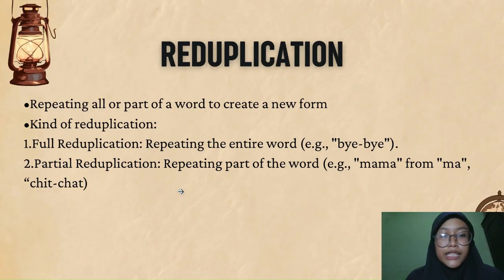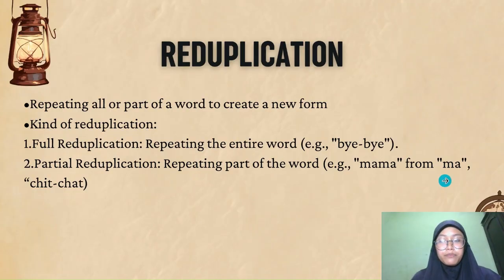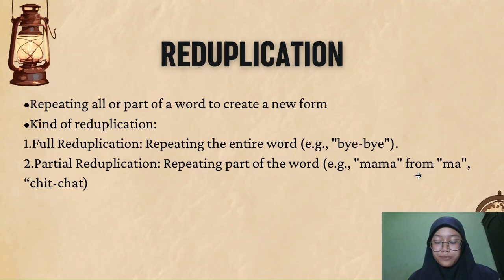Next one is reduplication. It is repeating all or part of a word to create a new form. And there are 2 kinds of reduplication. Full reduplication, repeating the entire word. Bye-bye, it's from bye and then bye. And then partial reduplication is repeating part of the word, like mama from ma. And then chit-chat is only part of the word.